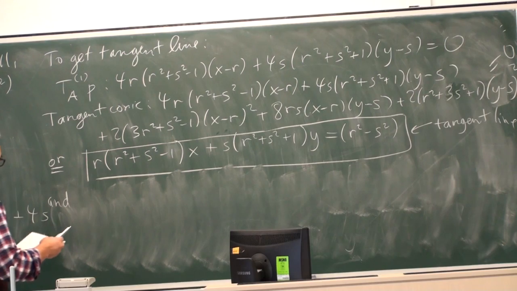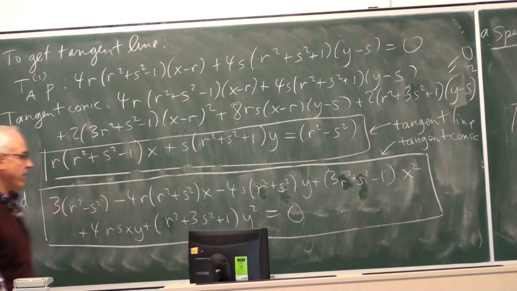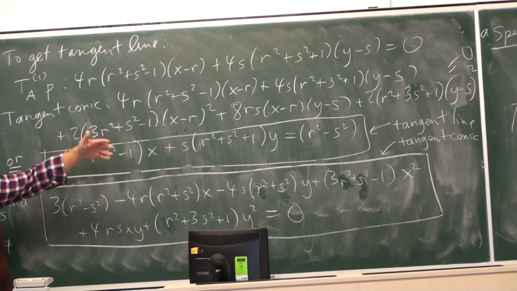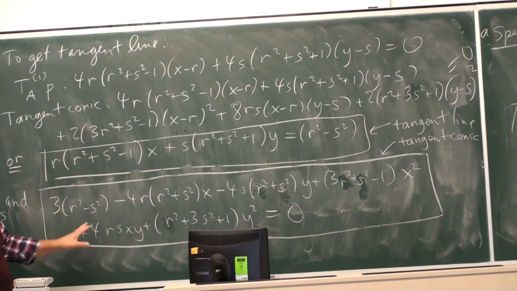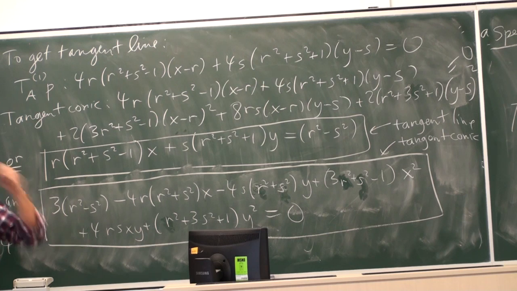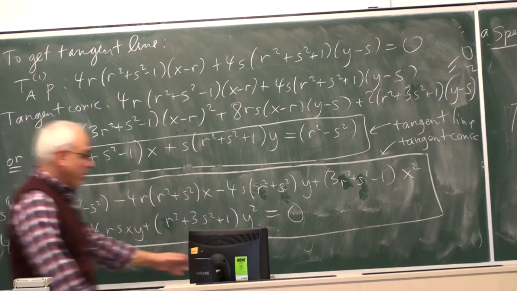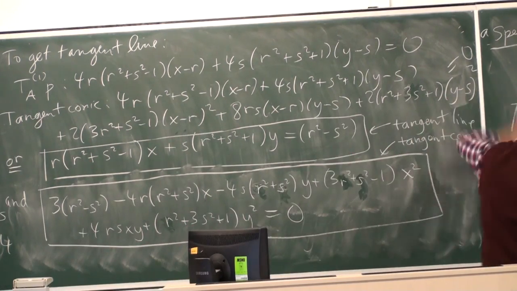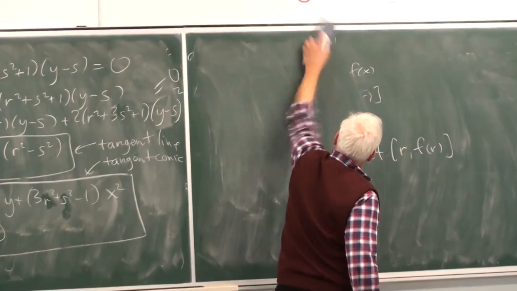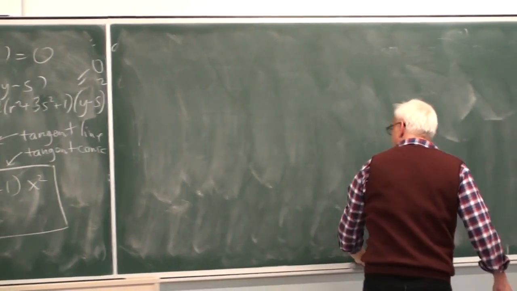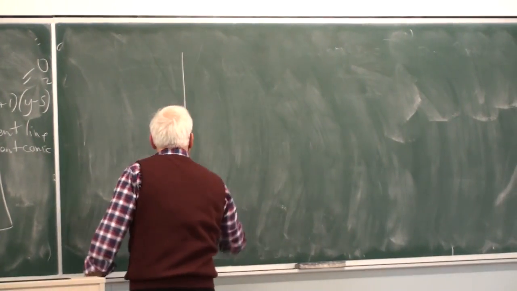The tangent conic will read... All right, so here now it's correct. It's a quadratic in x and y with coefficients which are polynomials in r and s. Okay, so you're all going to be wondering, well, what do these tangent conics look like? And the answer is pretty interesting.